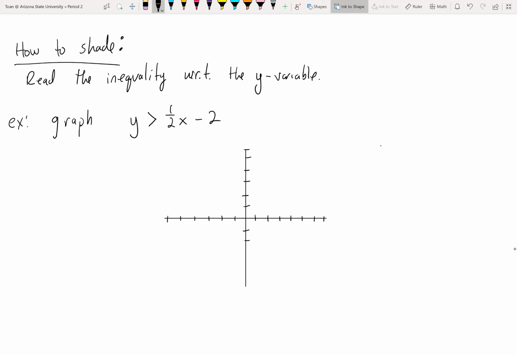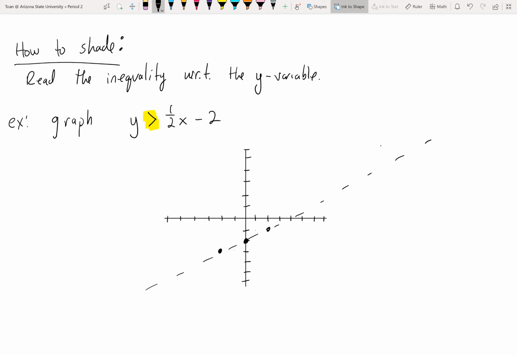My starting point is -2, so I'm going to draw a point there. My slope is 1/2, so I'm going to go up 1 over 2, or I can go down 1 and left 2. And if this was yesterday's lesson, I would just go ahead and connect the dots. However, because my inequality is exclusive, that is to say, it is strictly greater than, I have to draw a dashed line. So just go ahead and draw a dashed line.